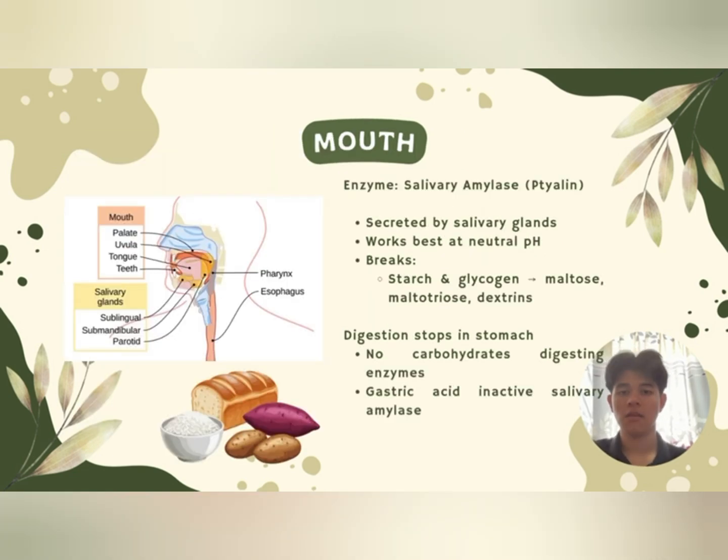Firstly, the mouth. The enzyme that is used is salivary amylase, also known as ptyalin. It is secreted by the salivary glands and works best at a neutral pH. What it does is break down starch and glycogen into maltose, maltotriose, and dextrins.